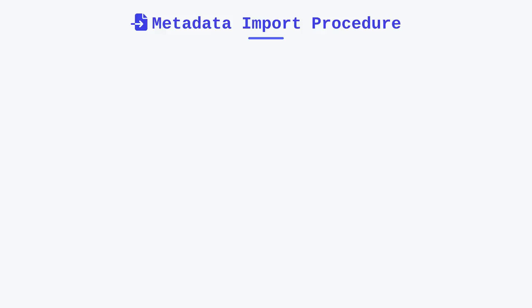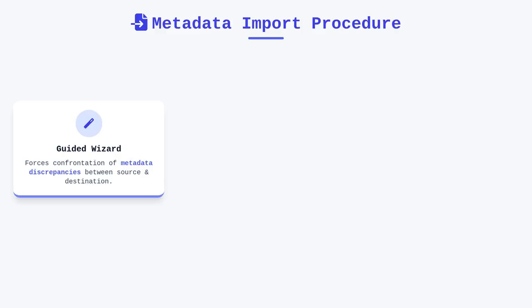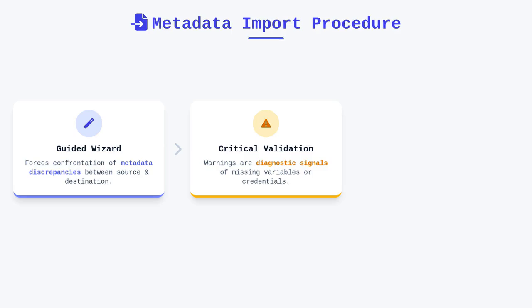Once you have identified the target environment, the import procedure is governed by a wizard that forces you to confront discrepancies between the source and destination metadata. The system will frequently present validation warnings when it detects that essential assets, such as environment-specific variables or credential names, are missing from the target environment.